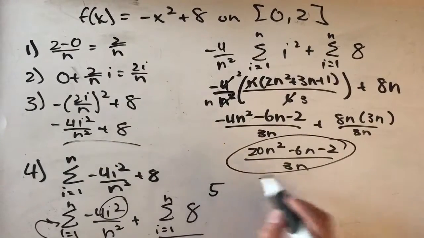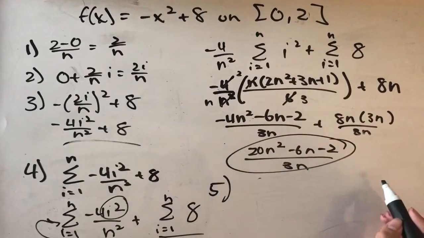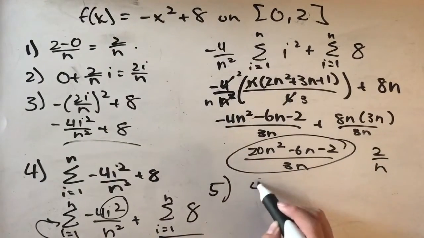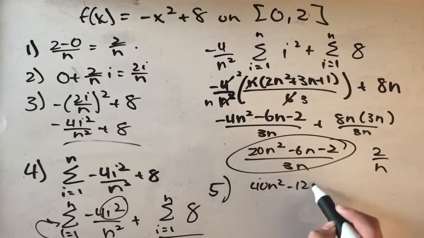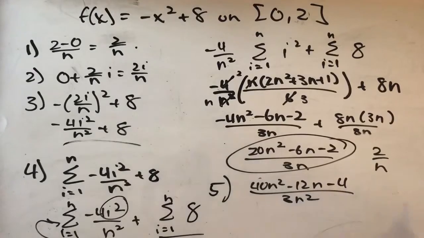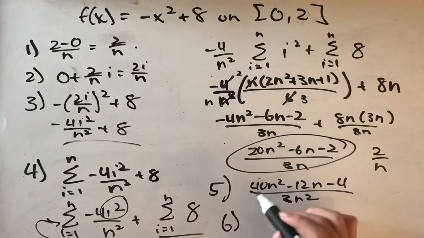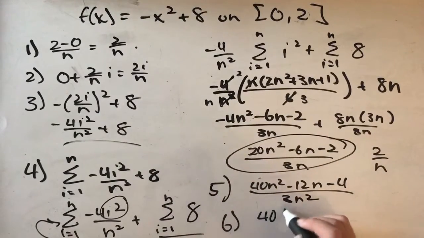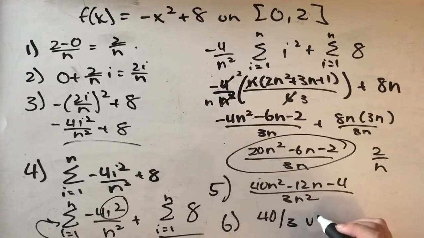And so step 5 would be multiply whatever this is by change in x, which would be 2 over n. So if we multiply that by 2 over n, we get 40n squared minus 12n minus 4, all over 3n squared. And the last step is just take the limit as this goes to infinity. And by doing that, we can just look at the coefficients, which is 40 and 3. So the answer would be 40 over 3 units squared.